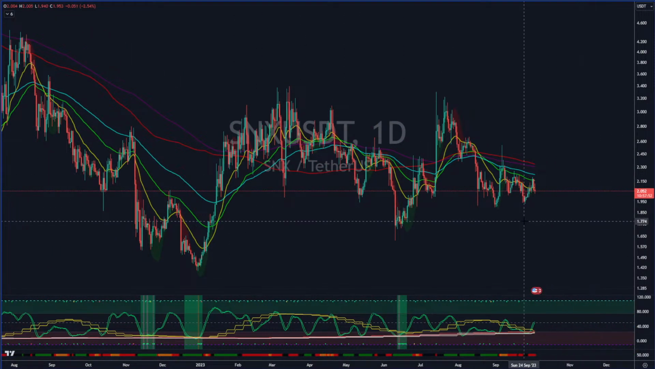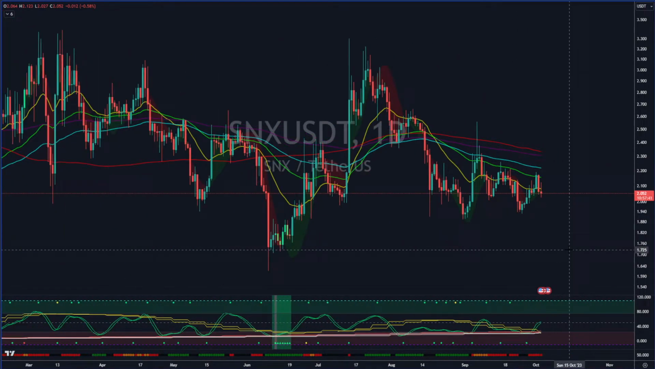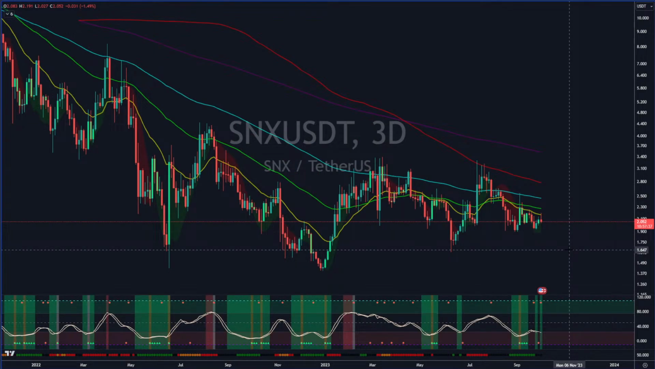But for where we're at right now, looking at the daily, it really doesn't look all that great. We're below all major moving averages on the daily, which is not great. If I switch to the 3-day, let's take a look at this. Again, even on the 3-day, we are below all major moving averages. Nothing about SNX looks really good right now.